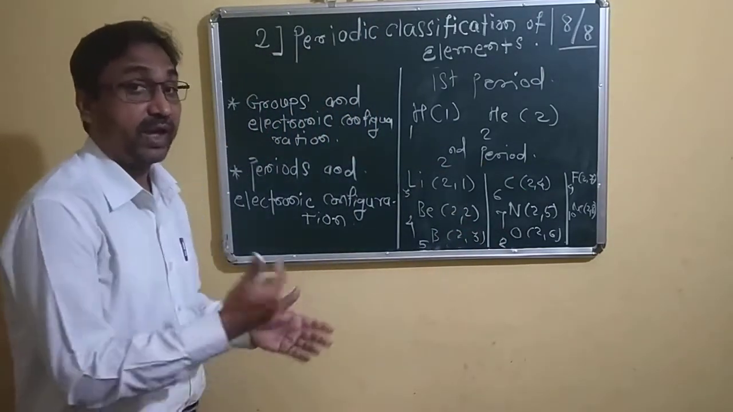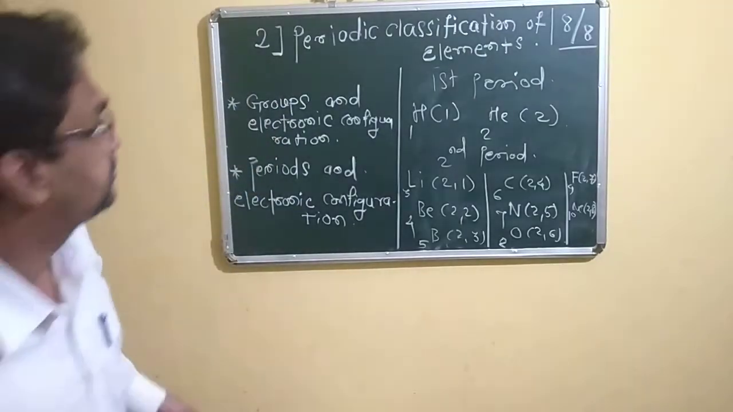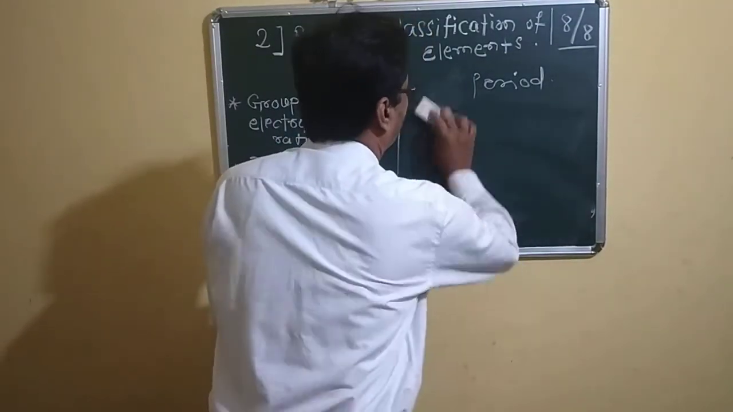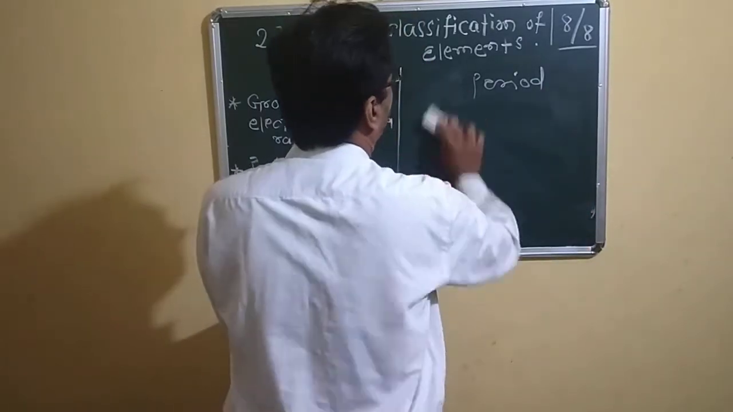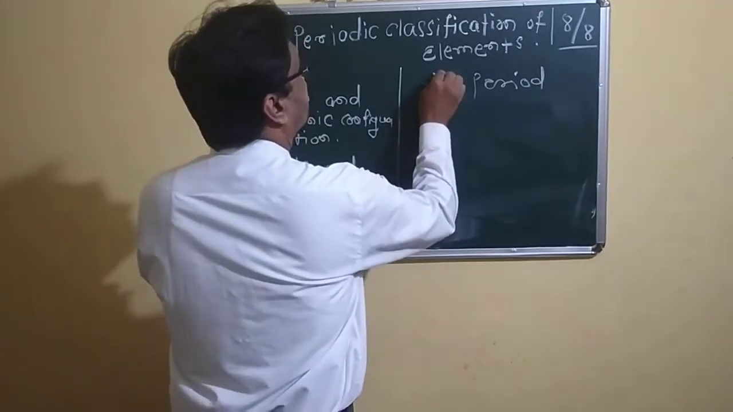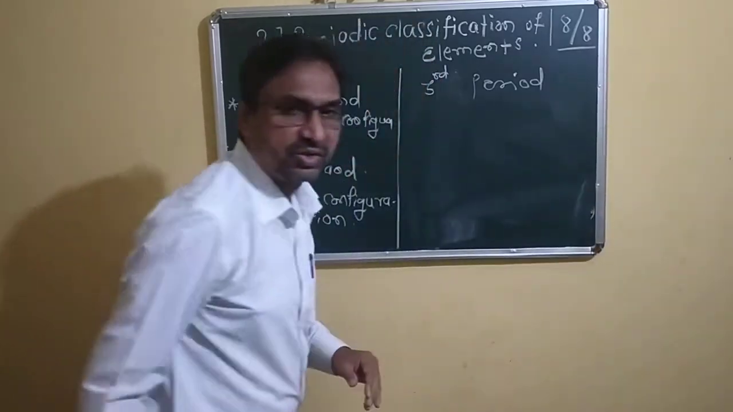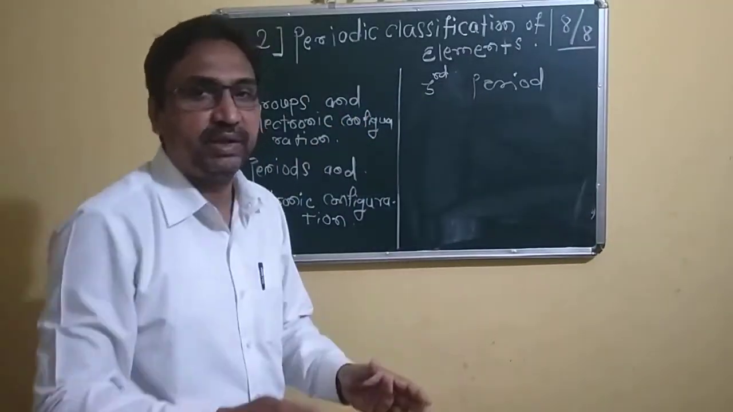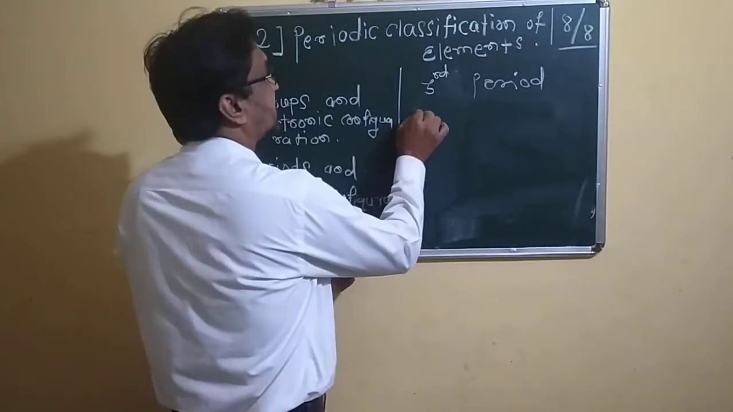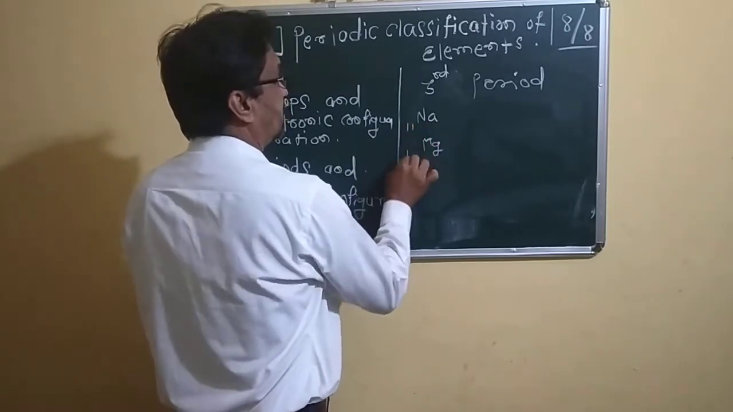We have taken another example. In the third period, what happens? We have to see. I cannot write down all these things horizontally. I will just write down vertically, and after it we can compare. So the first one is sodium, 11. Magnesium, that is 12.